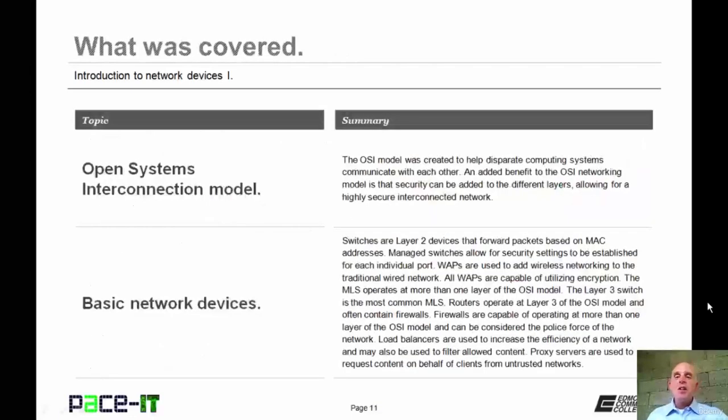That concludes this session on the Introduction to Network Devices Part 1. I talked about the Open Systems Interconnection model, and then I had a brief discussion on some basic network devices.